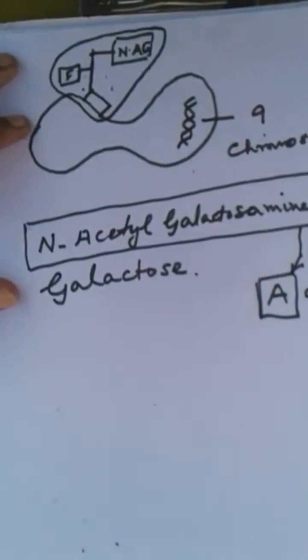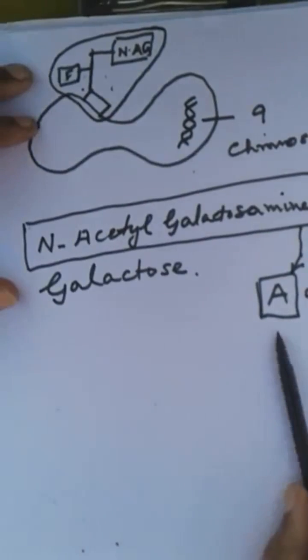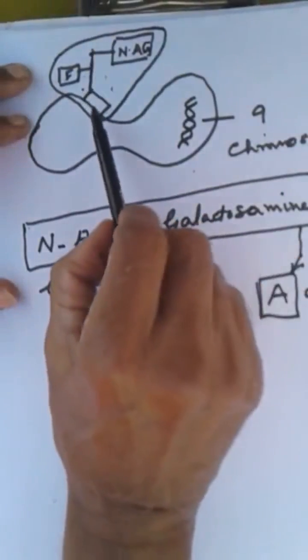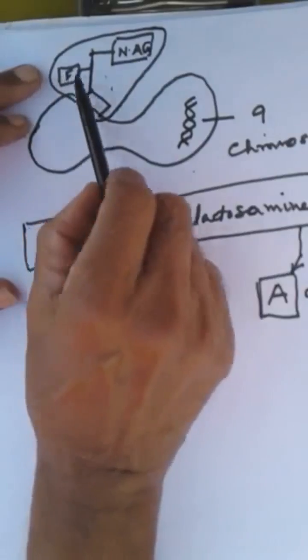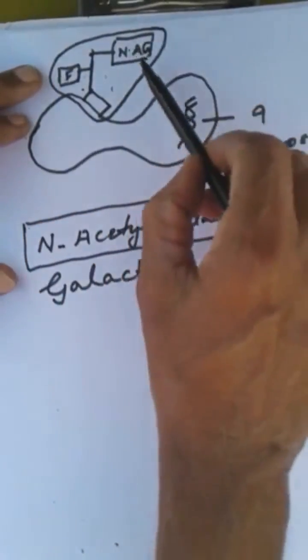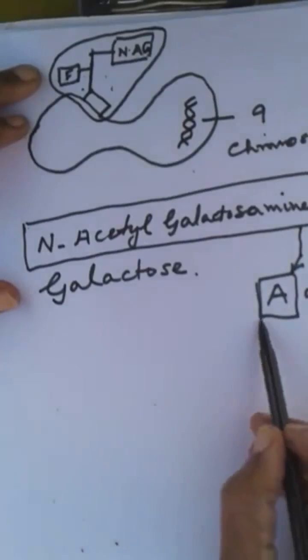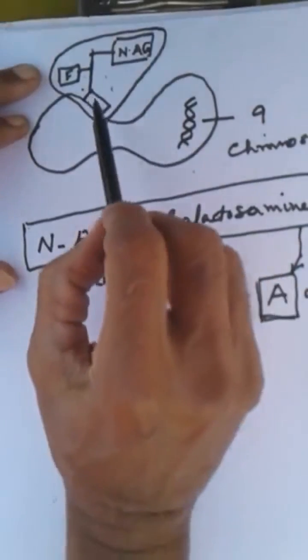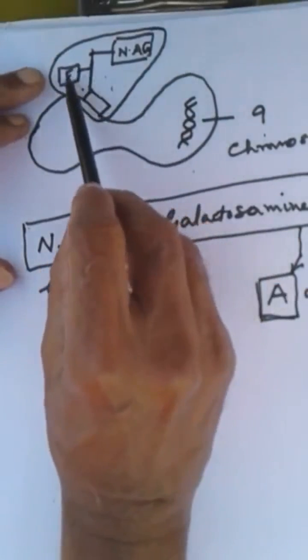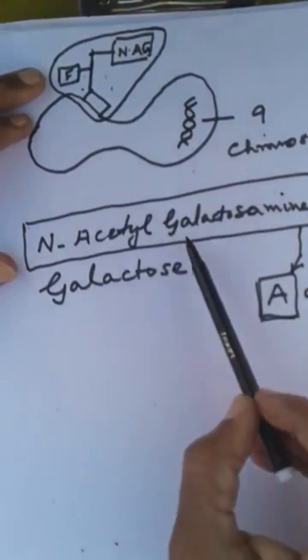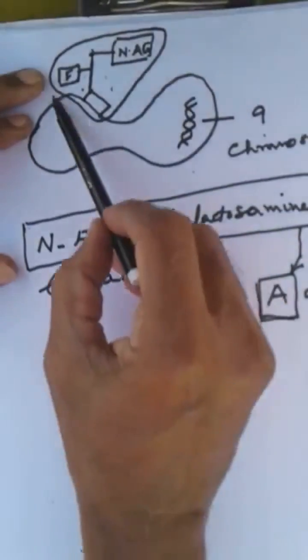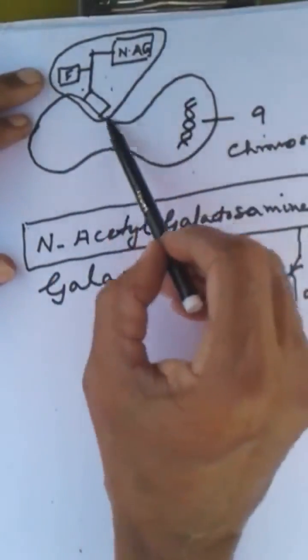So, what is A antigen? A antigen means oligosaccharide plus fucose plus N-acetyl galactosamine. When these three substances join together, it is called A antigen. So, if your blood group is A, that means you have oligosaccharide, you have fucose, and you have N-acetyl galactosamine. These three items together are called A antigen.